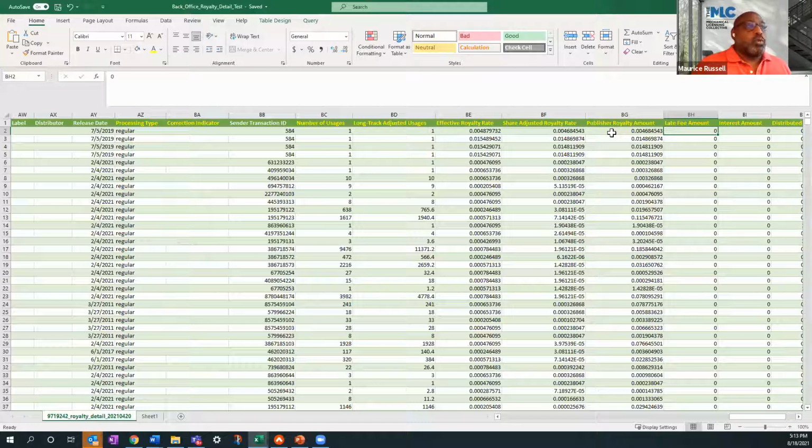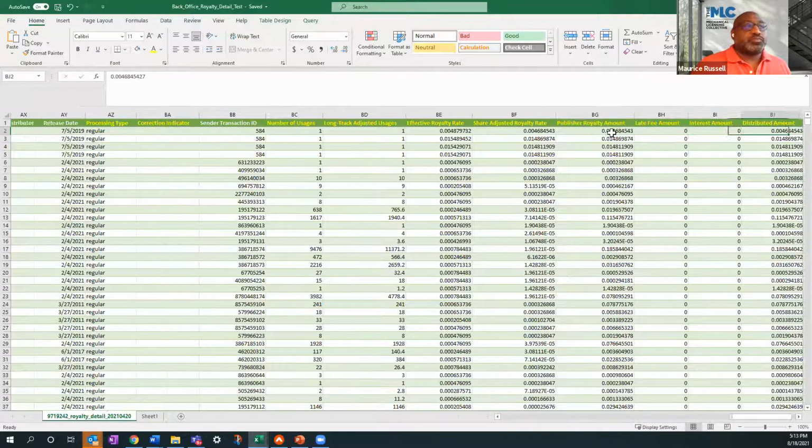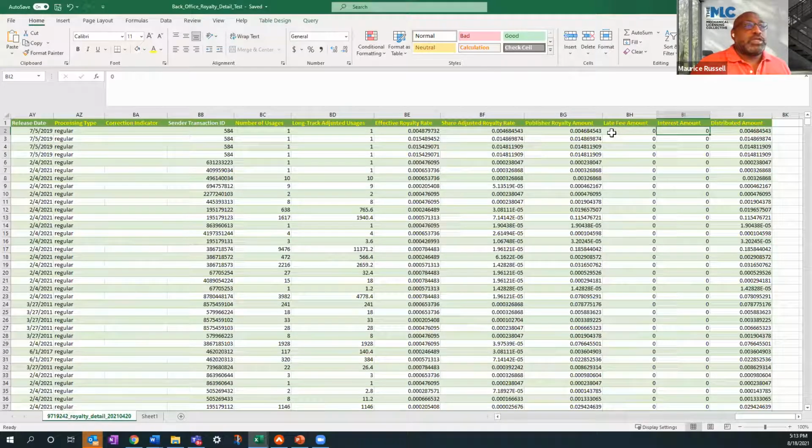If we received usage reporting from a DSP after it was due, it would accrue late fees, and those would be passed on to you. If there is interest that pertains to the usage line, that would appear here. And lastly, the total amount for the distribution at the track level would be here, and that would include the amount of royalties that you earned in the distribution, plus late fees, plus interest.